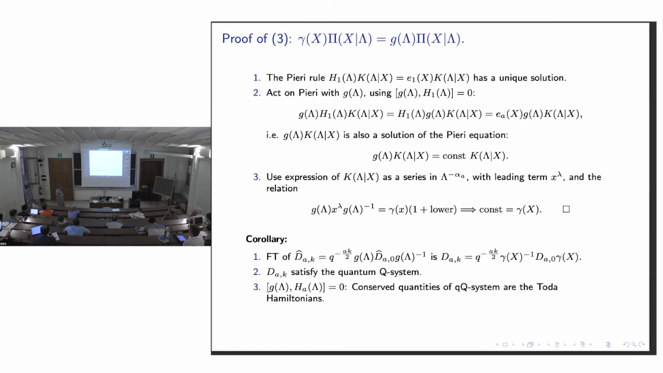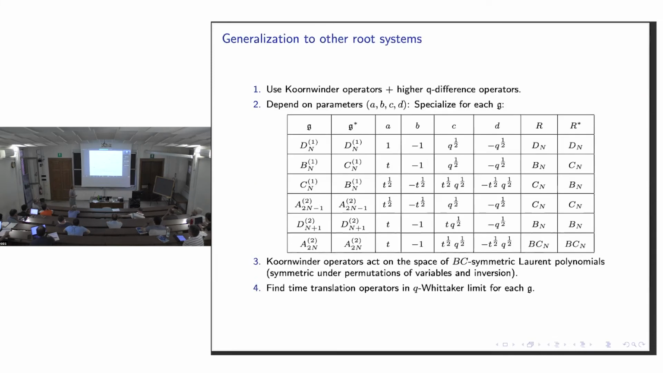Okay, so that was the end of the story for type A. And this is the proof that generalizes to other types. And this is the zoo of other types. So now I'm going to just flash these slides. What happens in other types is that there are Koornwinder operators. And then there are higher q-difference operators for this theory by van Diejen and also Macdonald and others. And these depend on some parameters, which when you specialize them, you get the other affine root systems.